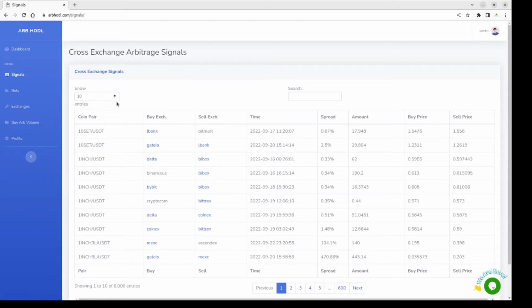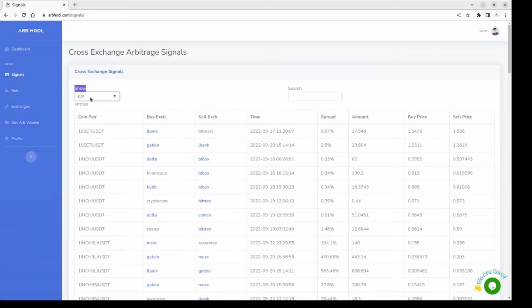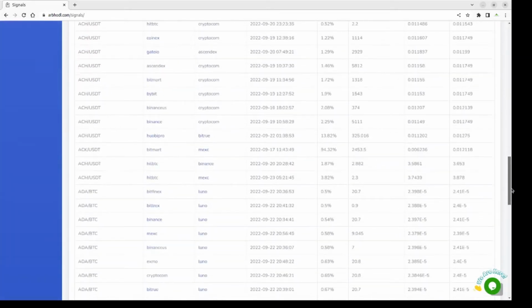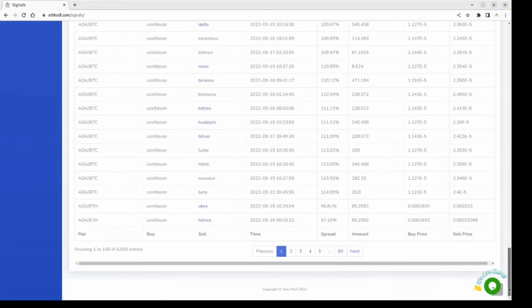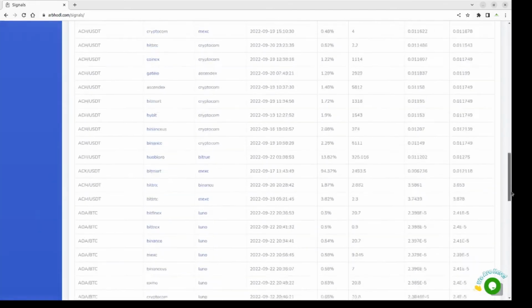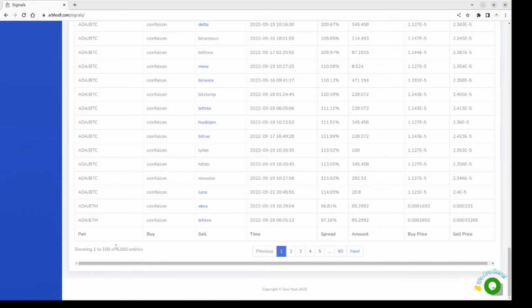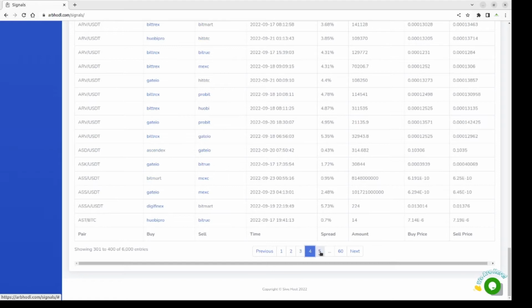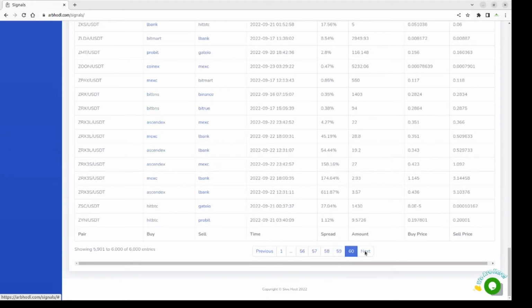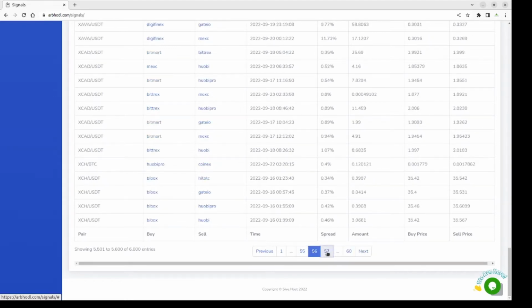To navigate this page, you can choose how many entries to show per page. Currently, it is showing 10, but there are these other options to choose from, and we choose to show 100 entries per page. You can scroll down all those 100 entries till the bottom of the Signals table. You can see here the total number of past arbitrage opportunities displayed here are 6,000. You can use this here to navigate across those 6,000 past arbitrage opportunities to see beyond the current 100 we see now. Just click these numbers or simply click Next.